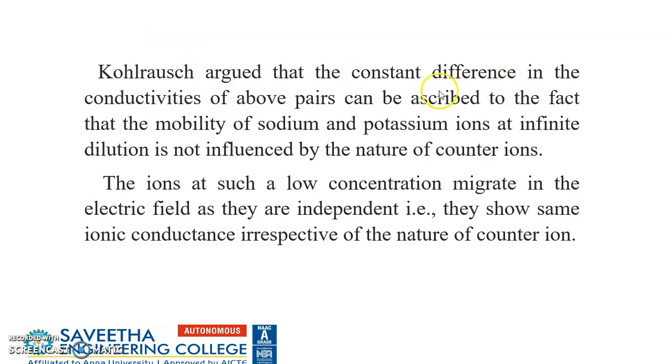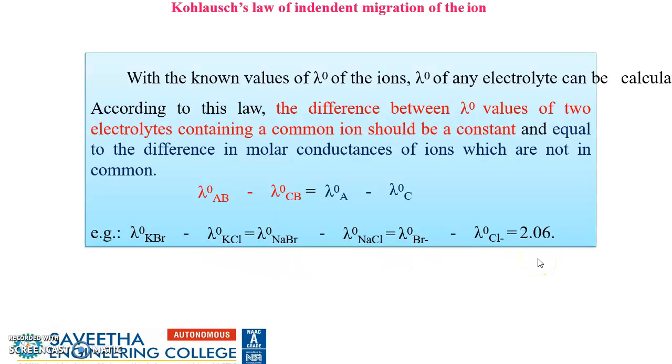So he argued that a constant difference is found in the conductivities of the above pairs. This could be ascribed to the fact that the mobility of the sodium and potassium ions at infinite dilution is not at all influenced by the nature of its counter ions. So the ions at such low concentration migrate in the electric field independently and show the same ionic conductivity irrespective of the nature of the counter ion.